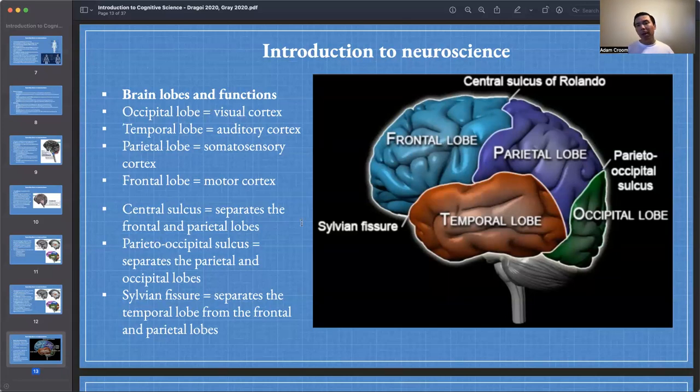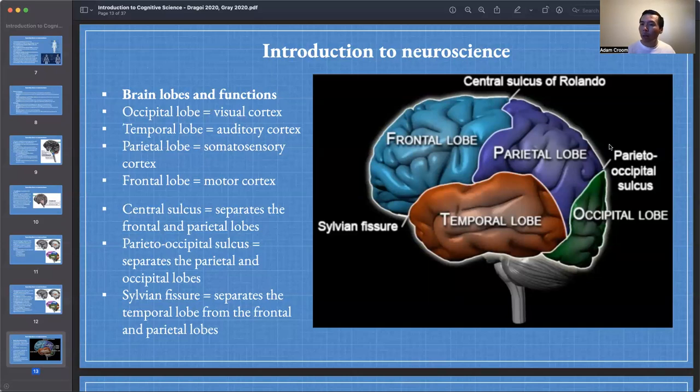In addition to these major lobes, we can use the fissures and sulci to distinguish the lobes of the brain, okay? So the central sulcus, often called the central sulcus of Rolando, separates the frontal and the parietal lobes, okay? And we can see right here, this line is partitioning these 2 lobes.